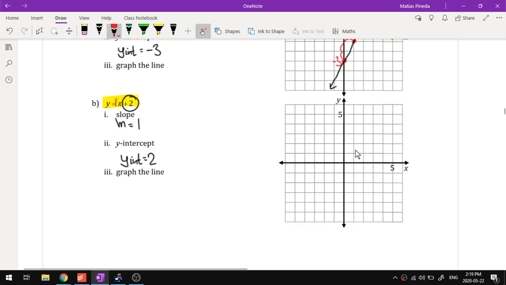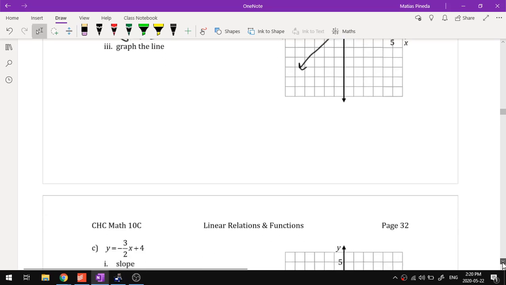So to graph it, I put in my y-intercept. And if the slope is 1, that means that our rise is 1, our run is 1. So 1 up, 1 to the right, 1 up, 1 to the right. And I've put in 2 extra points. You can put in just 1, or you can put in more than 2 points. It's up to you. Let me connect these.